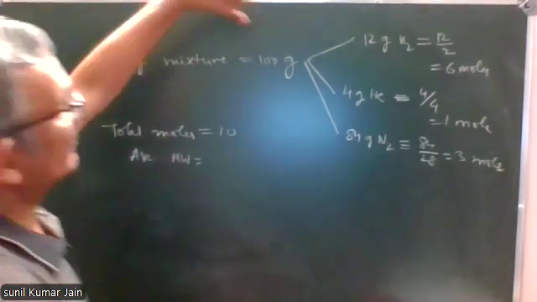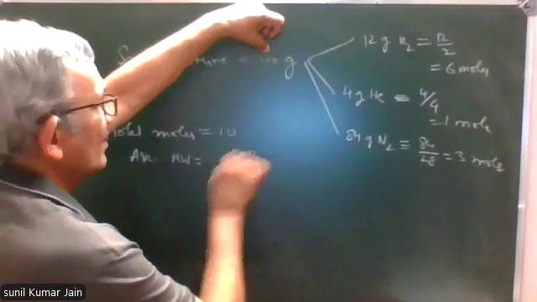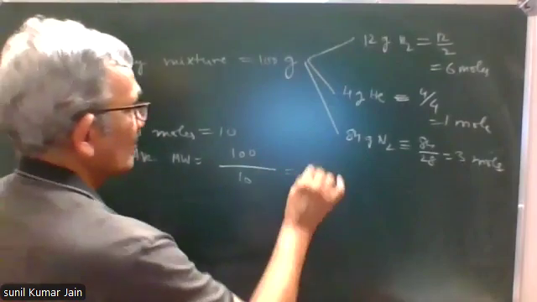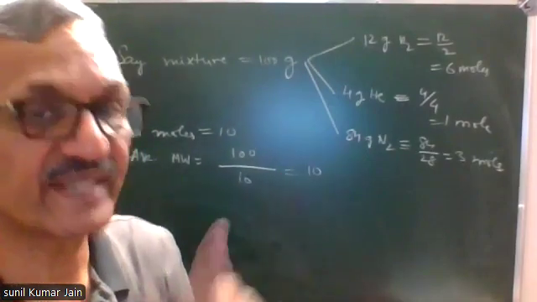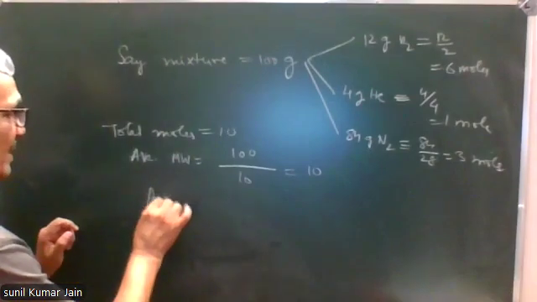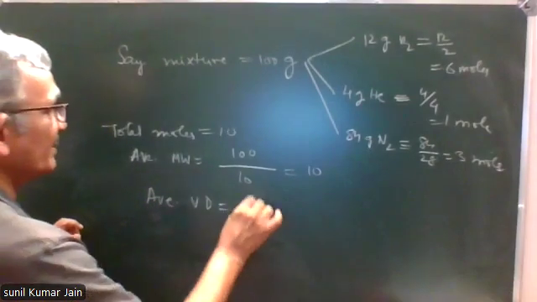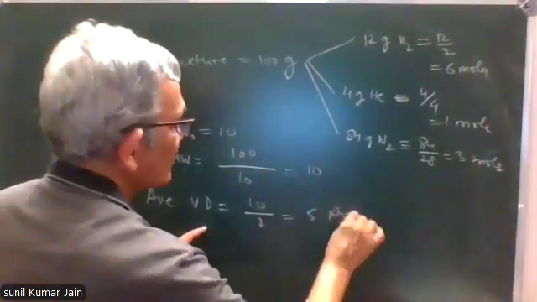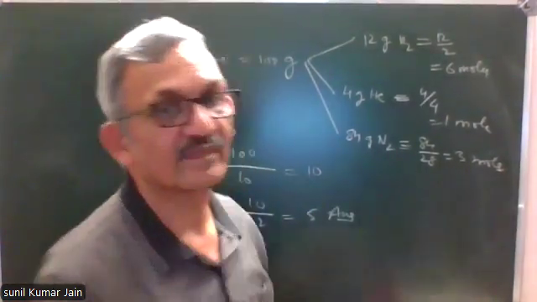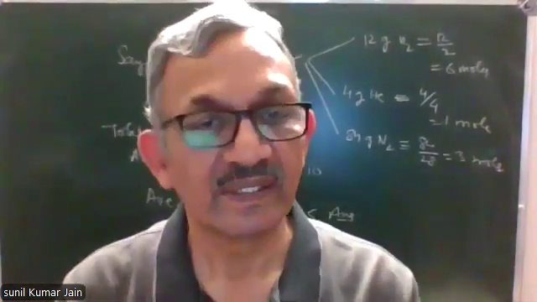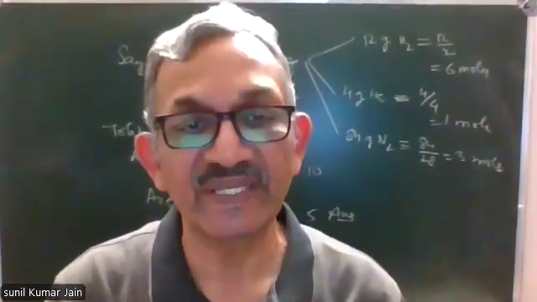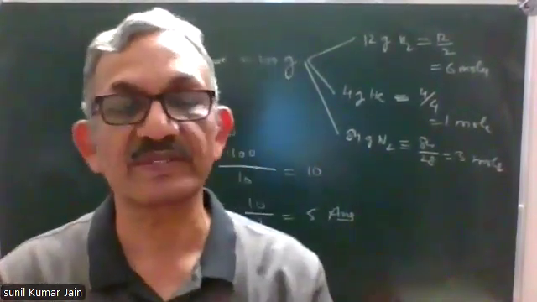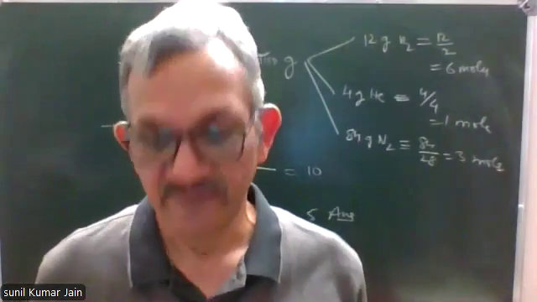Now, average molecular weight will be total weight divided by total number of moles of all the three. Average molecular weight is 10. Now, average vapor density will be average molecular weight divided by 2, that is 5 is the answer. This average type is very rarely used concept. Very rarely do they use, but that's how it is. Any doubts so far?